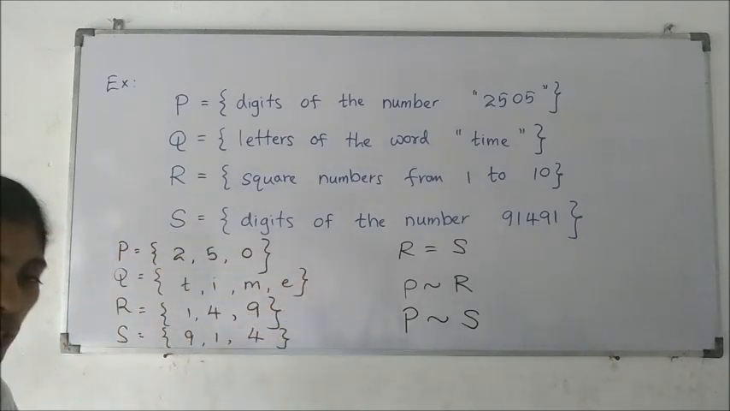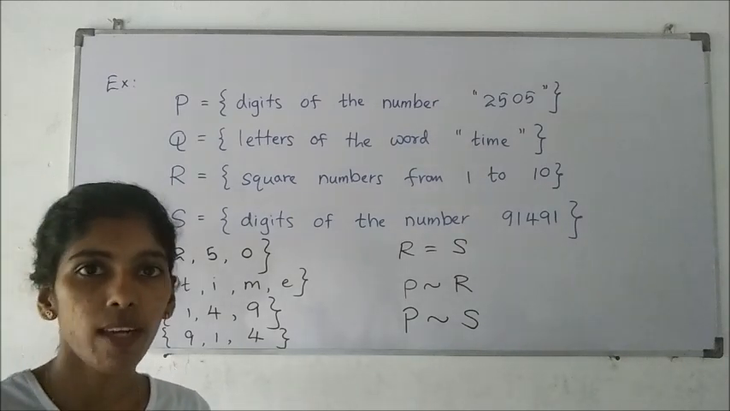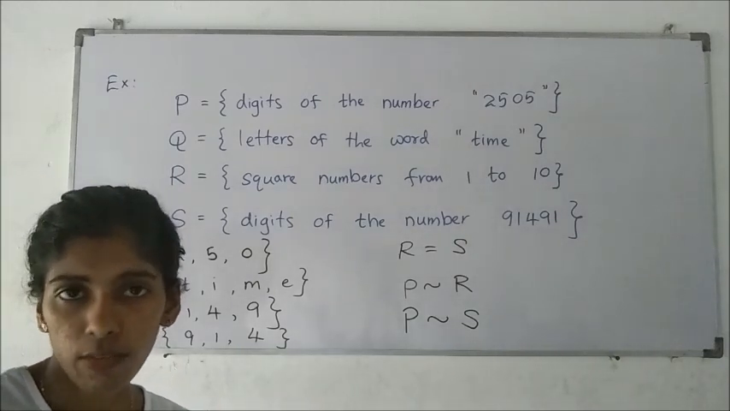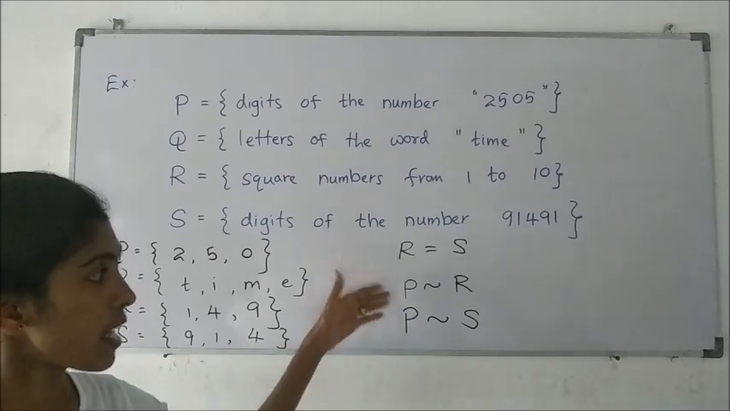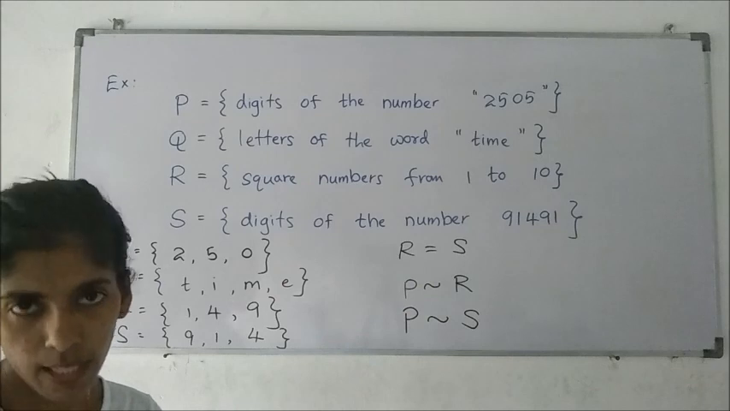So if you are given a question to find equal sets and equivalent sets, first of all you write the elements of those given sets. Thereafter you can decide by putting the relevant symbol there, you can represent them.